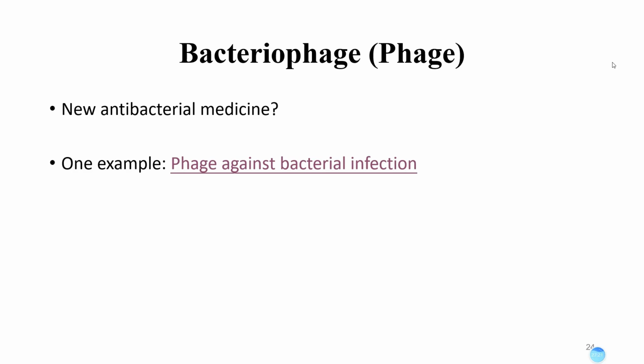But there are some institutes in a country that was a republic of the former Soviet Union. They have an institute or some center. They have a big collection of different types of phages. So nowadays, a lot of people go to that center as their last hope to cure their infection.